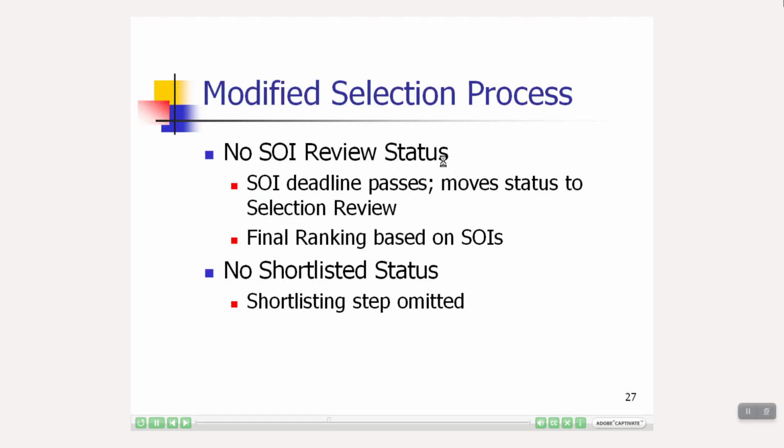I'd mentioned that was for the normal selection process. For a modified selection process, there is no SOI review status. The statement of interest or the SOI deadline passes and moves the status to selection review. Final ranking is then based on the statements of interest. There's also no shortlisting status or shortlisted status, as the shortlisting step is omitted.